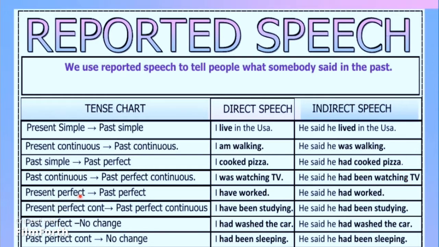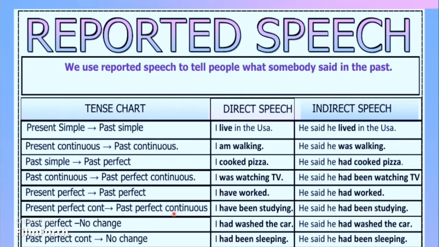Present perfect becomes past perfect. Now, "I have worked." Wherever "have" is being used, as I told you, it's perfect. And how do you change it into indirect speech? "He said that he had worked." "Had" will make it perfect and "worked" is past. So present perfect becomes past perfect. Present perfect continuous. Children, remember, continuous means the verb will always have "ing" with it. It becomes past perfect continuous. "I have been studying." So indirect speech will be "he said that he had been studying."